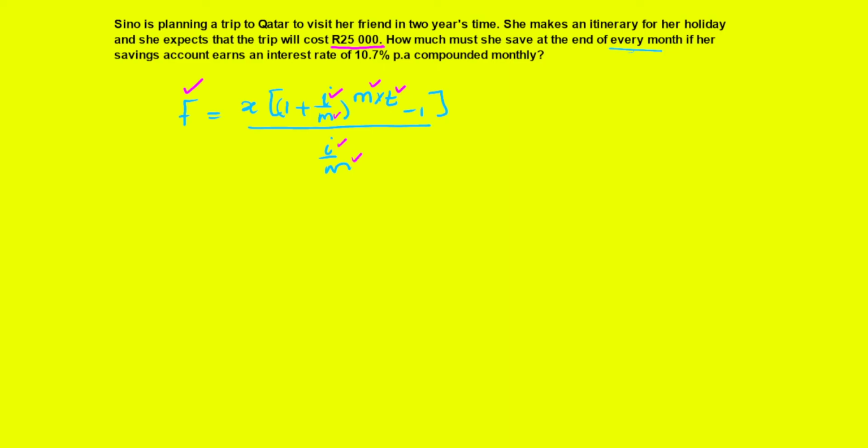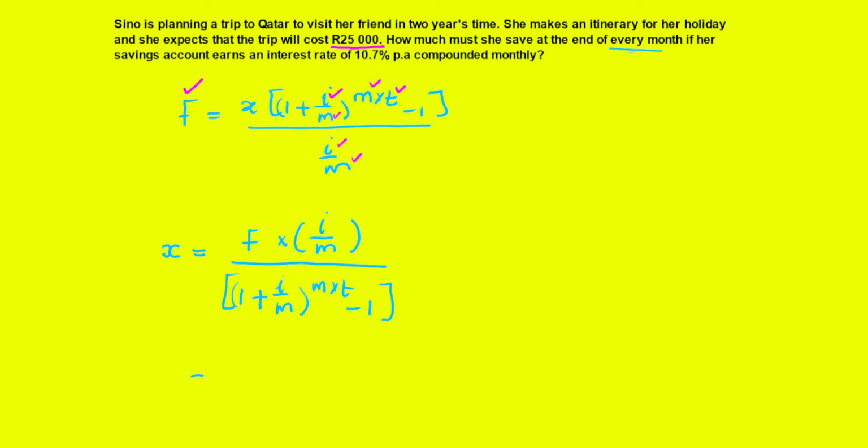And if you do that, well, let me give you a simple formula. The simple formula for it would be X would be equal to, well, you guessed it, F multiplied by the denominator, which is I over M, divided by the numerator, which is 1 plus I over M, to the power of M times T, minus 1.